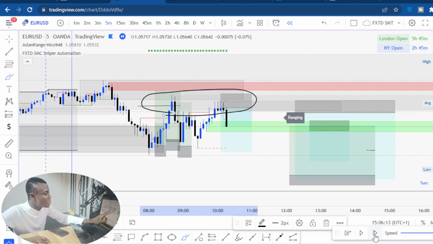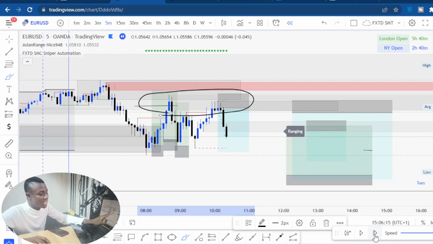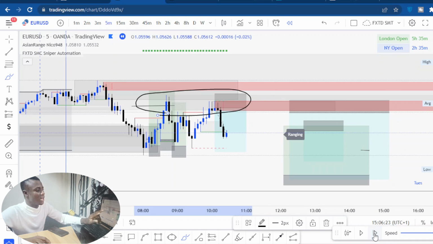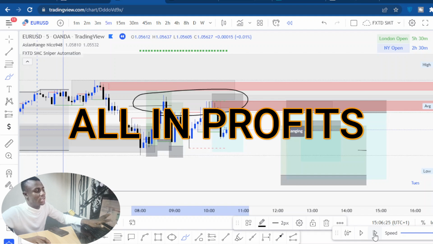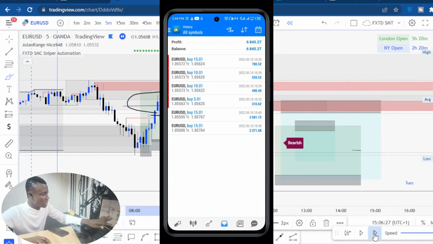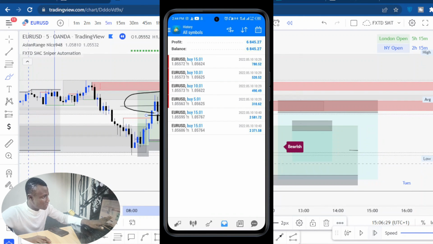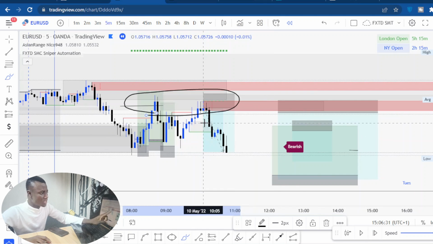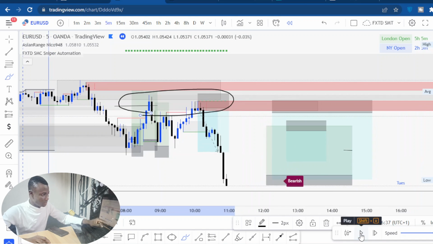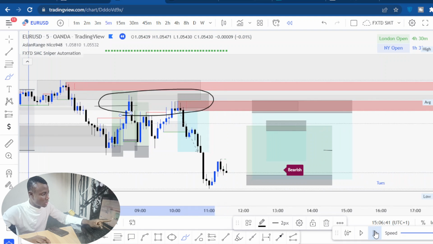So at this point, that was another trigger. I didn't enter this trade because all the trades I took today were just buy trades, and it was 2 trades and they were all in profit, and that's what you just saw on the screen right now. So I believe I also missed this one. I also missed sending this signal as well, right? Let's go to the next phase.